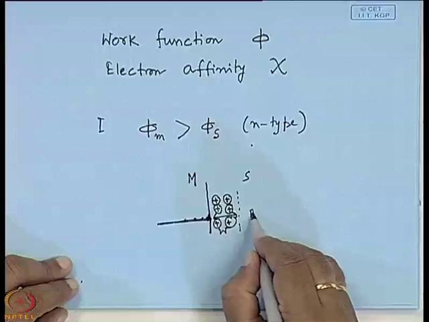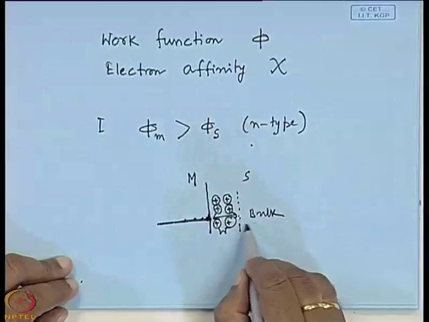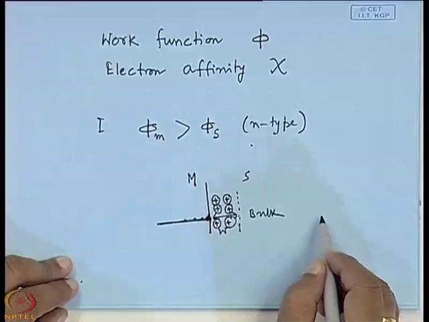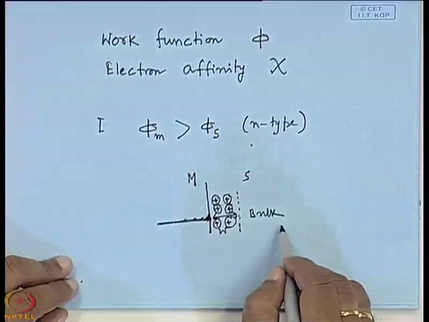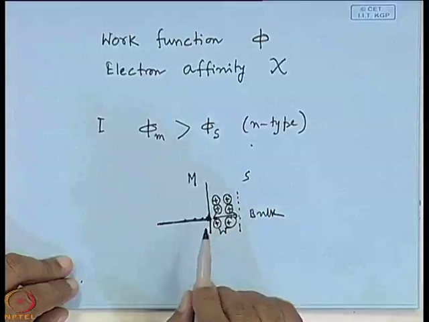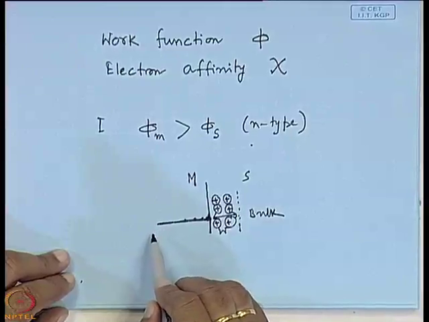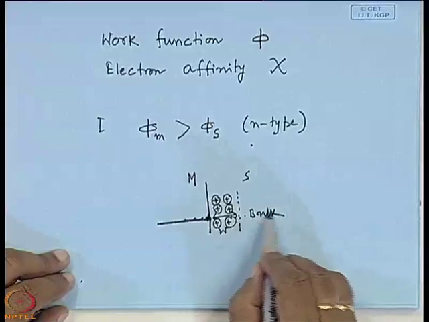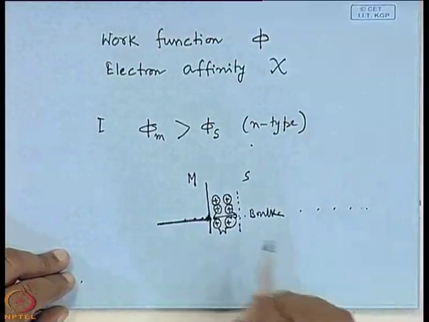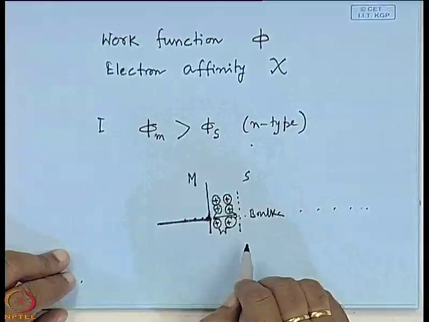And this is the bulk semiconductor. In the bulk semiconductor, it is as usual n type, so the number of electrons is very high. Okay. So, that means now if the vacuum level and the Fermi level align, that means if we have a single Fermi level throughout the material, then what will happen?